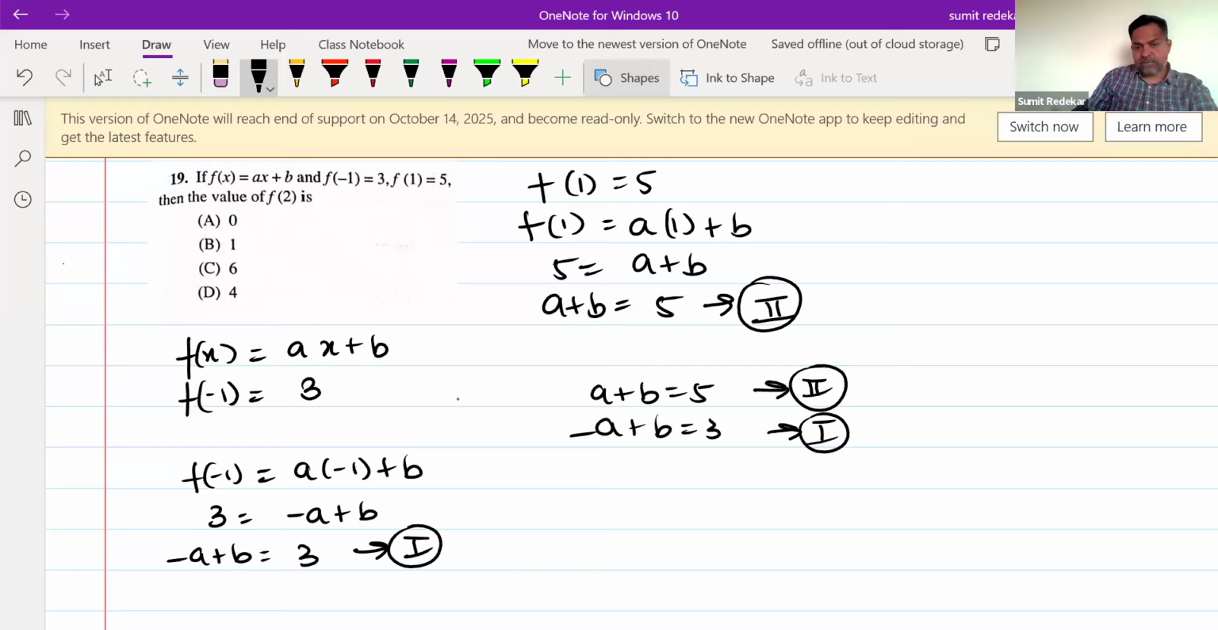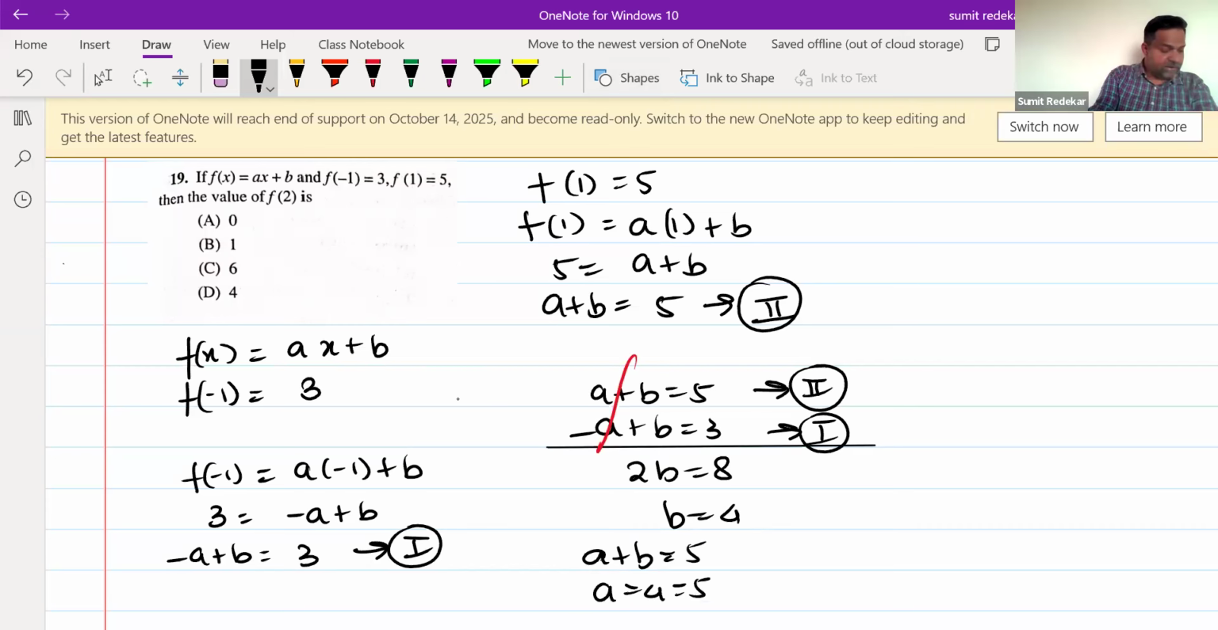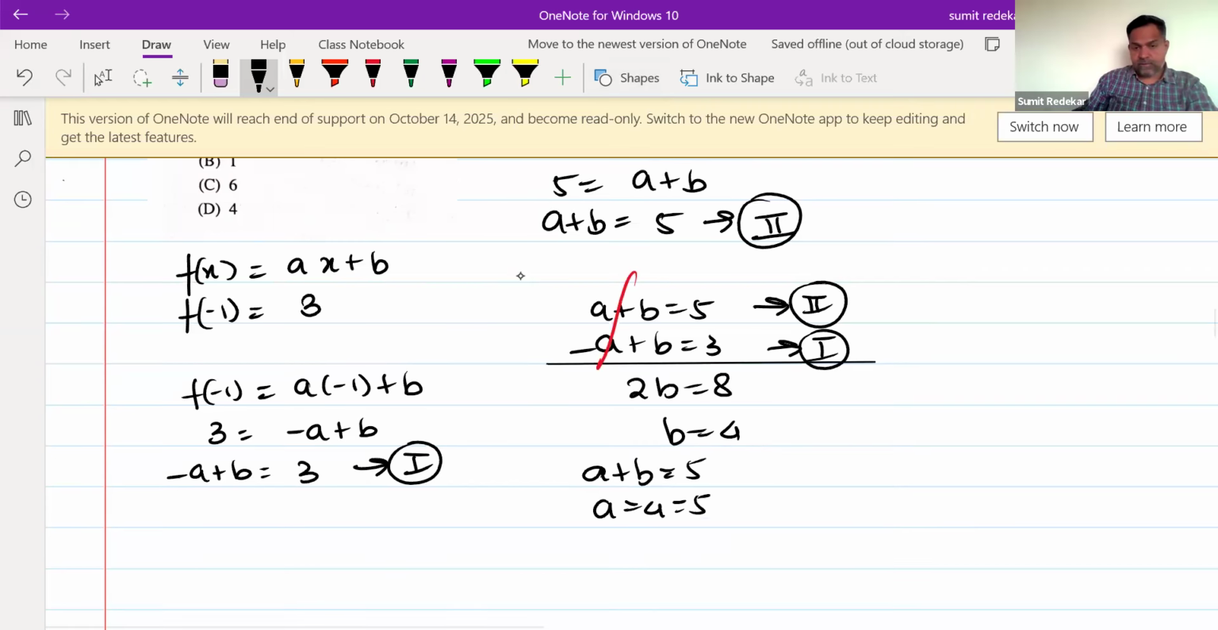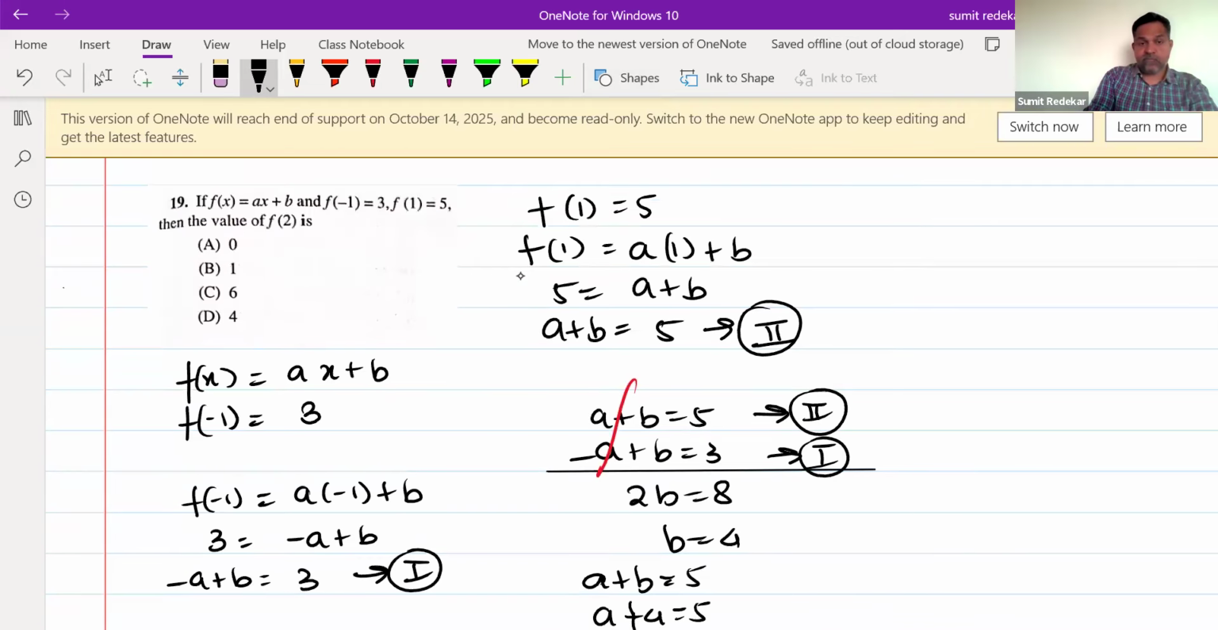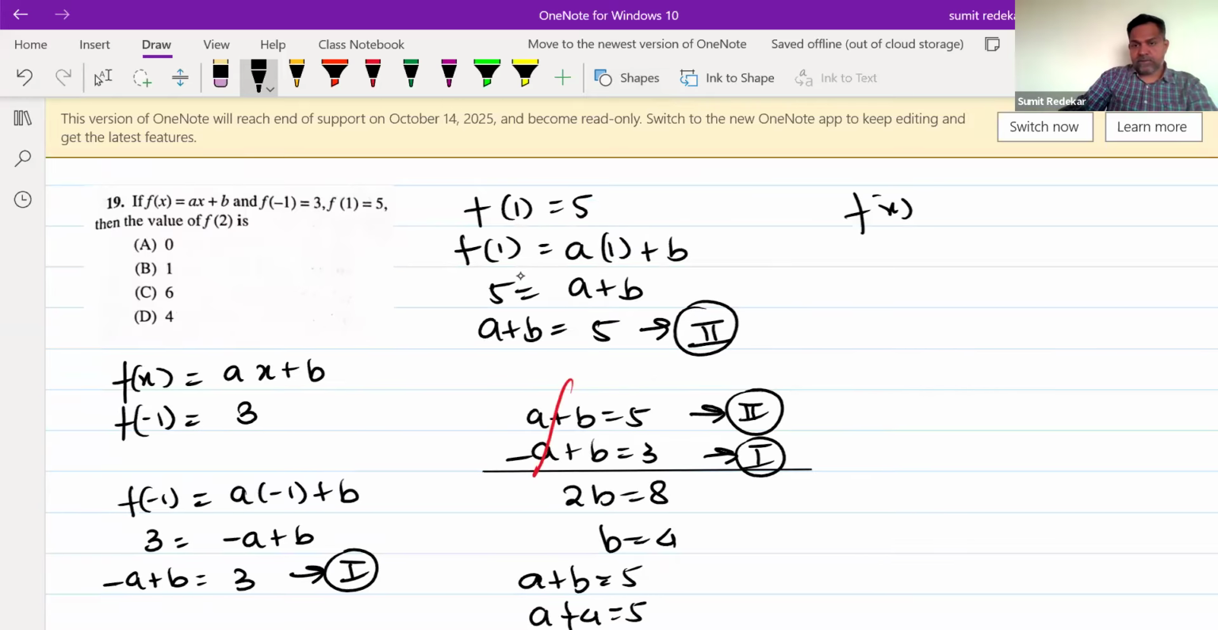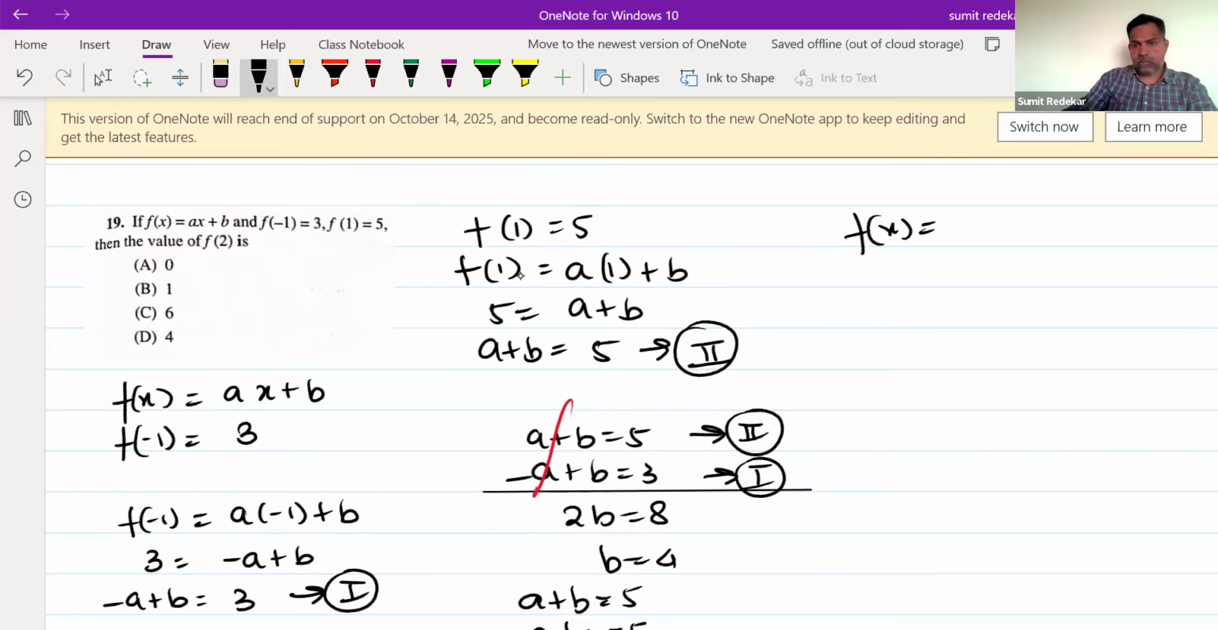Can I say 2b is 8? So b has to be 4. And if b is 4, a plus b has to be 5. a plus 4 has to be 5. Then can I say a has to be 1. a is 1, b is 4, so what is my function? The function f of x is 1x or x plus b, which is 4. So x plus 4. You want the value of f of 2, which is 2 plus 4, which is 6. So the answer to that is C, 6.